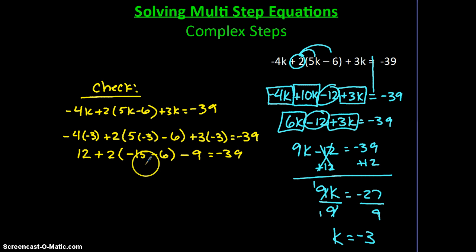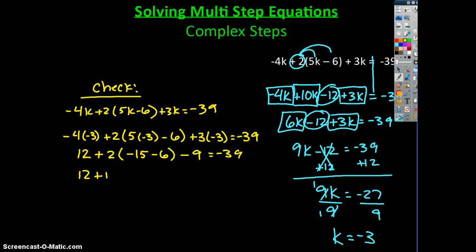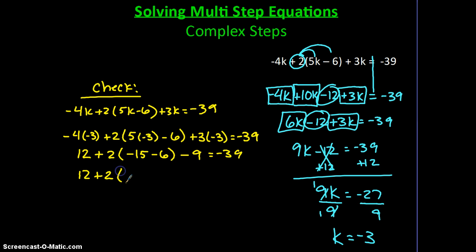Again, parentheses, one step at a time. So I have this 12 plus 2, or excuse me, not plus 12. Now that plus 2, I can't make that a 14 because this is 2 times that whole quantity. So therefore, this is going to become a negative 21 because they are same sign, so I add and keep those. Minus 9 should equal negative 39. Now I can actually evaluate that and make it 12. And 2 times a negative 21 is a negative 42 minus 9 is equal to negative 39.